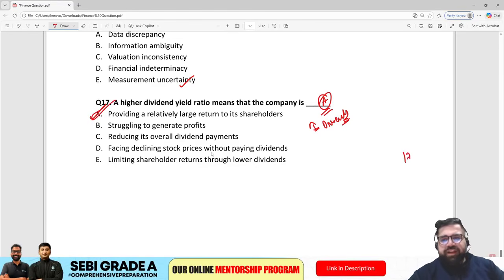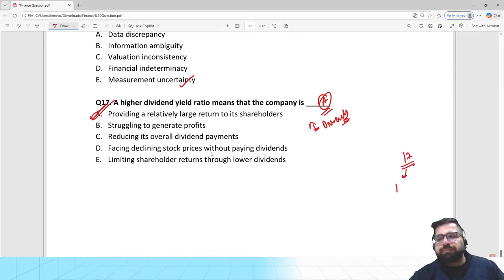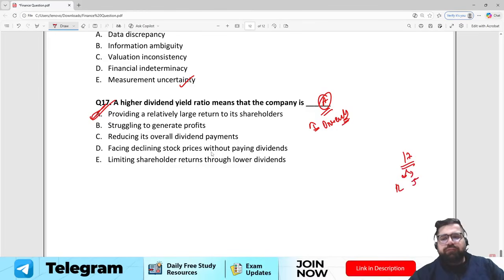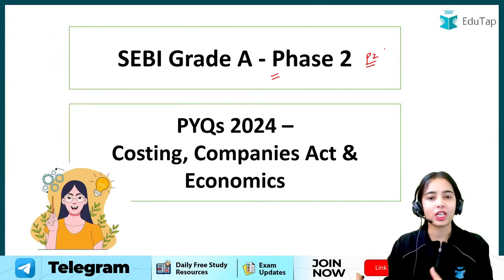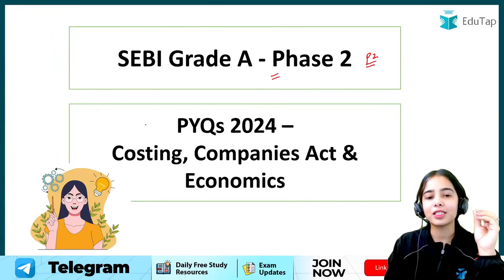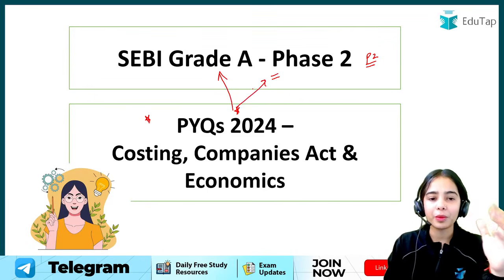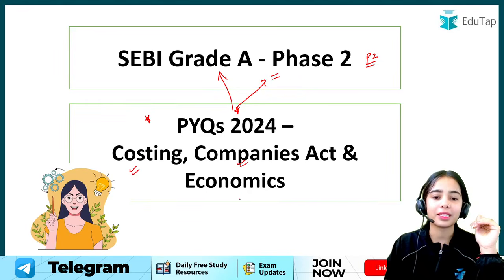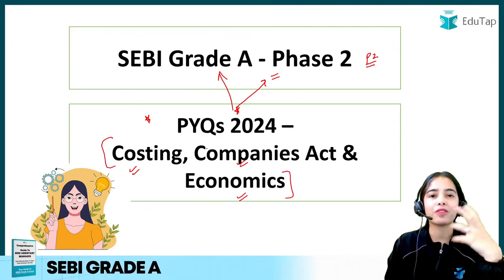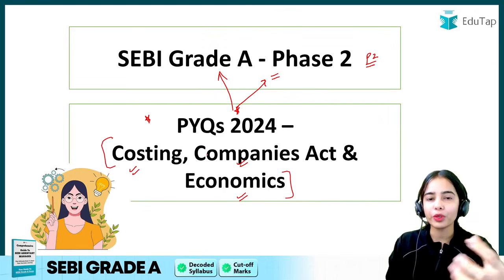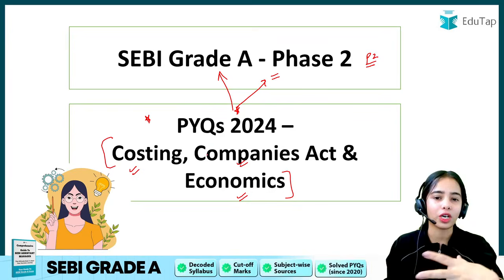So from 17 questions of commerce and accounts, I think 12 are directly doable, 5 were a little bit confusing. So if you have knowledge about them, you cannot leave them behind. Today we will discuss the previous year questions for the 2024 SEBI Grade A Phase 2 Paper 2 examination for the Costing, Companies Act and Economics component, so that you can understand what kind of questions have come in previous years from these components, as well as what topics you cannot leave behind.